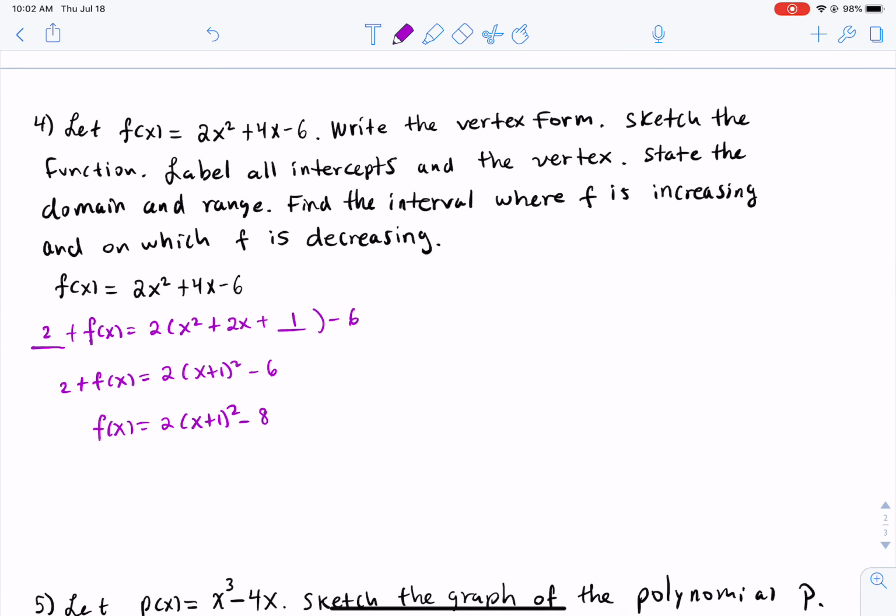So let me box this, right? This is the vertex form. He says sketch the function, but I want to write a little bit more before I sketch the function. What will be the vertex for this one? -1, -8. The point -1, comma -8. We change the sign of x plus 1 into -1, but the other side we leave as it is, right?